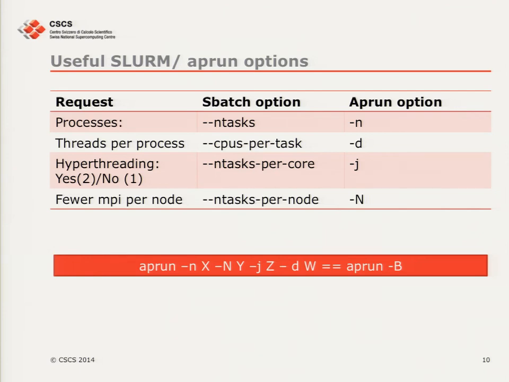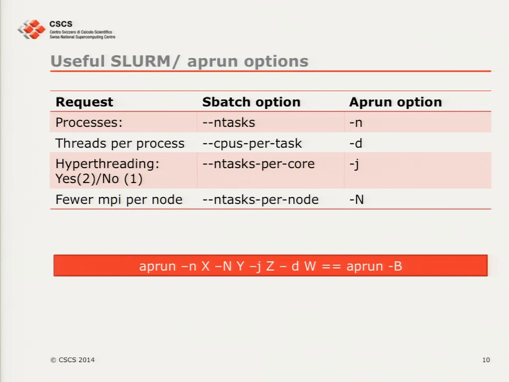Now, Daint, the Sandy Bridge, has the option of hyperthreading. If you want to hyperthread a core, it is --ntasks-per-core. If you have the 8-core Sandy Bridge and you want to use 16 processes on it with hyperthreading, you have to specify ntasks-per-core equals 2. The corresponding aprun option is -j 2. The default is 1, so by default, it's not hyperthreaded.